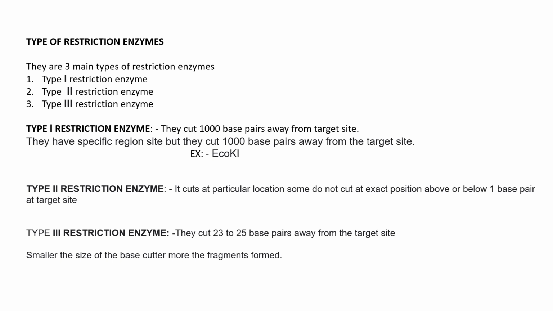Type 2 restriction enzymes cut at a particular location. Some do not cut at the exact position, but one base pair above or below the target site. Type 3 restriction enzymes cut 23 to 25 base pairs away from the target site. The smaller the size of the base cutter, the more fragments are formed.